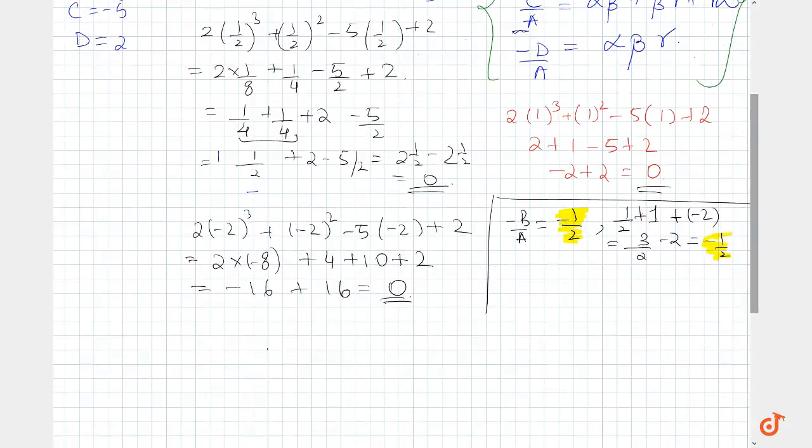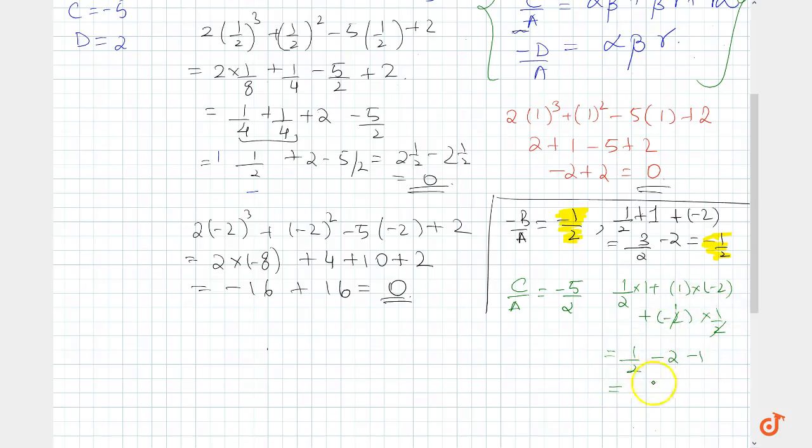Then we look at c by a. C by a is equal to minus 5 by 2, and we have 1 by 2 into 1 plus 1 into minus 2 plus minus 2 into 1 by 2. These two cancel and it becomes minus 1. Minus 1 minus 3. So 1 by 2 minus 2 minus 1. So minus 1 and a half minus 1, which is minus 2 and a half, which is minus 5 by 2. So this also got verified.